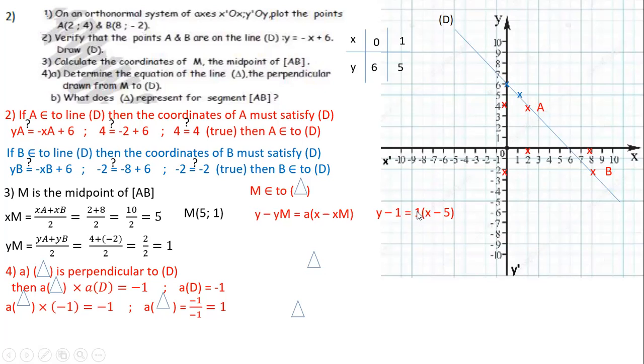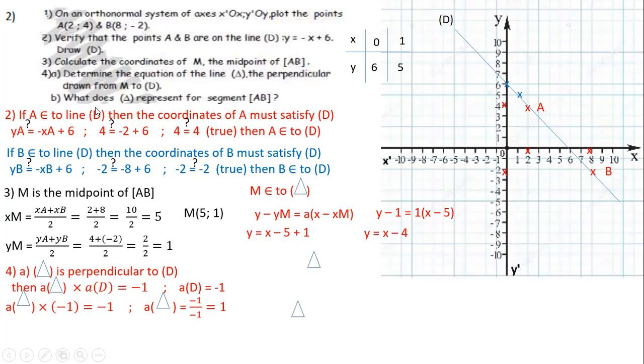Now we multiply 1 by x and 1 by minus 5, and we get this minus 1 to the second part, so this becomes my equation. So the equation of delta is y equal x minus 4.